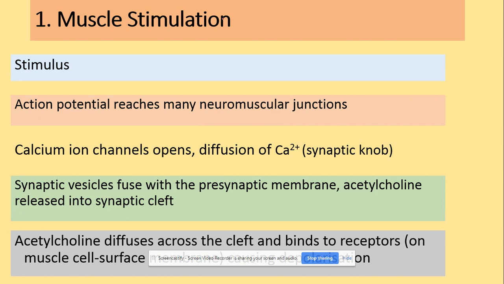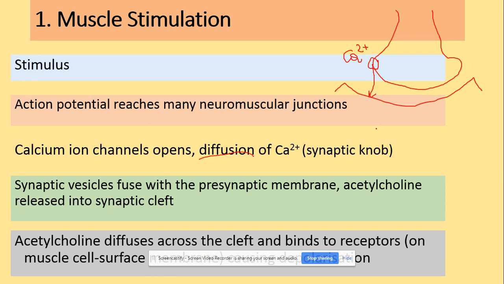In terms of the stimulation, there is not much difference. So let's draw the presynaptic neuron membrane. Here, imagine we've got the myofibril, so that's the muscle. The stimulus will arrive. The action potential will reach many neuromuscular junctions, so those are neuromuscular junctions here. What will happen? The calcium ion channels are going to open. So we've got calcium ion channels. They're going to open and calcium will diffuse, that's an important word, through the synaptic knob.